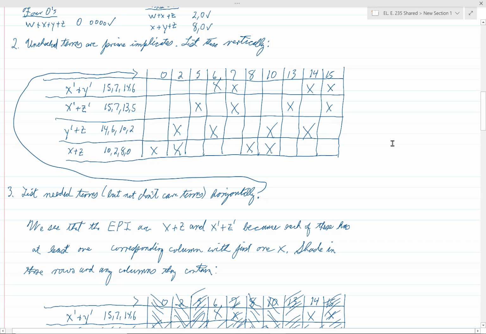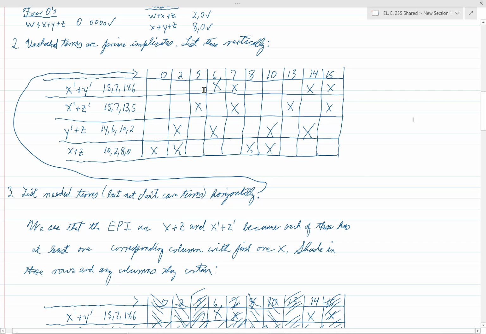The way we reason is as follows. Remember, these are the prime implicates. How do we find out what are the essential prime implicates? They are the ones that are associated with X's that are alone in their columns. The fact that we only have one X in this first column tells you the only way we can account for max term 0 is by including X or Z. So X or Z is a prime implicate.